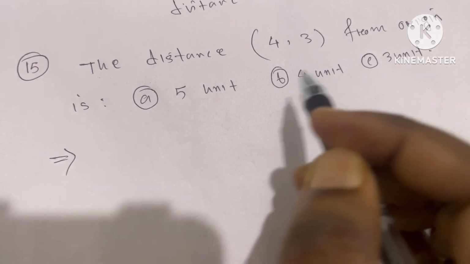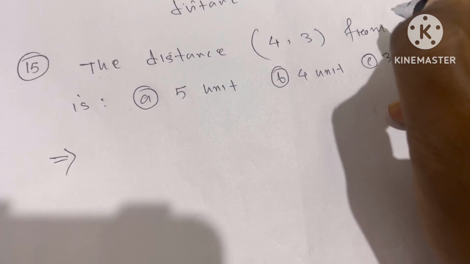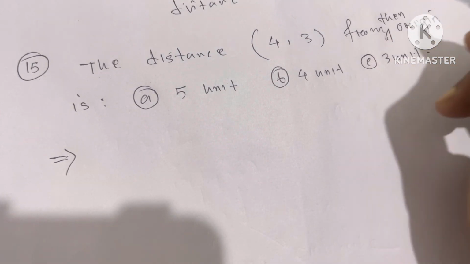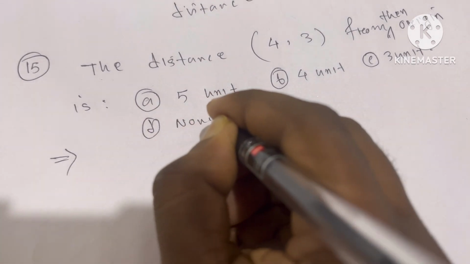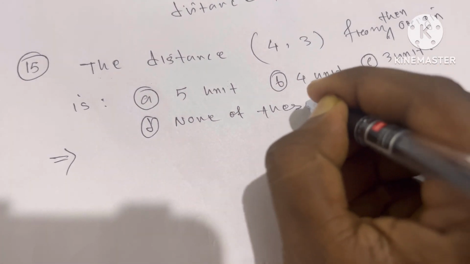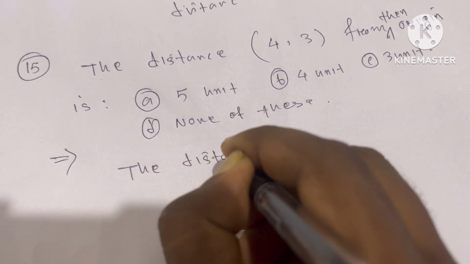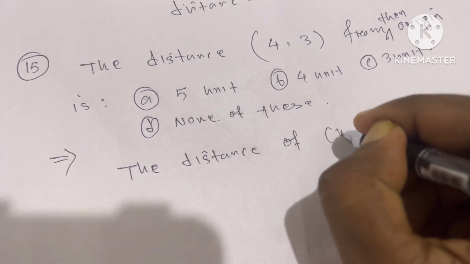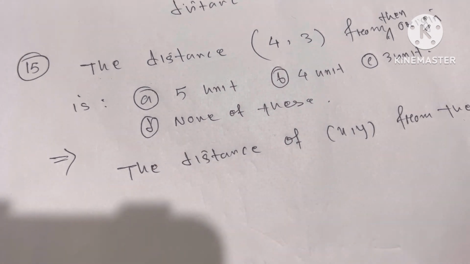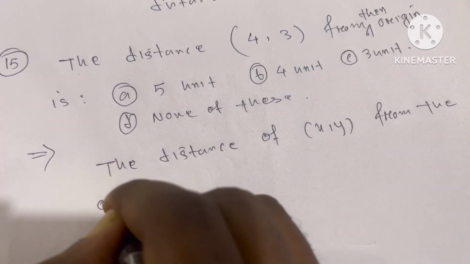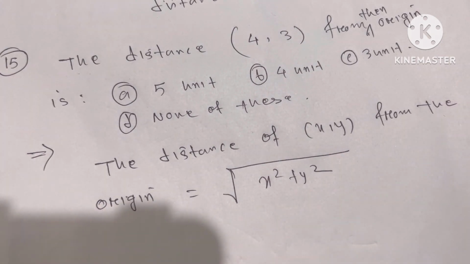The distance of 4, 3 from the origin. Options: 5 unit, 4 unit, 3 unit, and option D none of these. So how will we find it? For that you have to remember one formula. The distance of the point x, y from the origin is equal to root over x square plus y square.